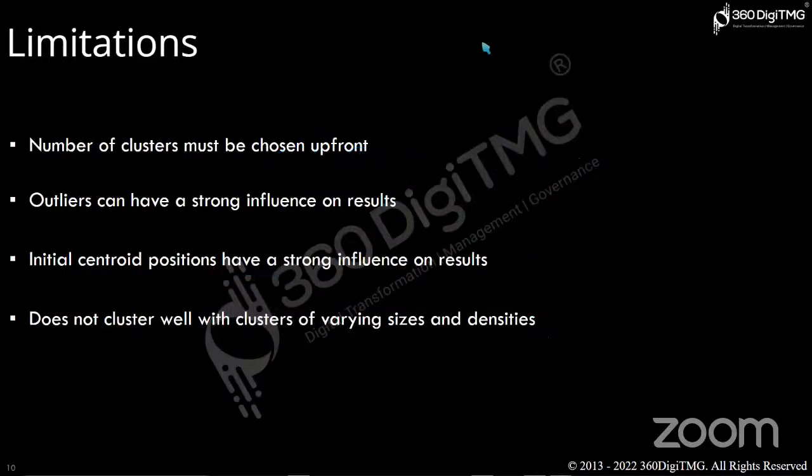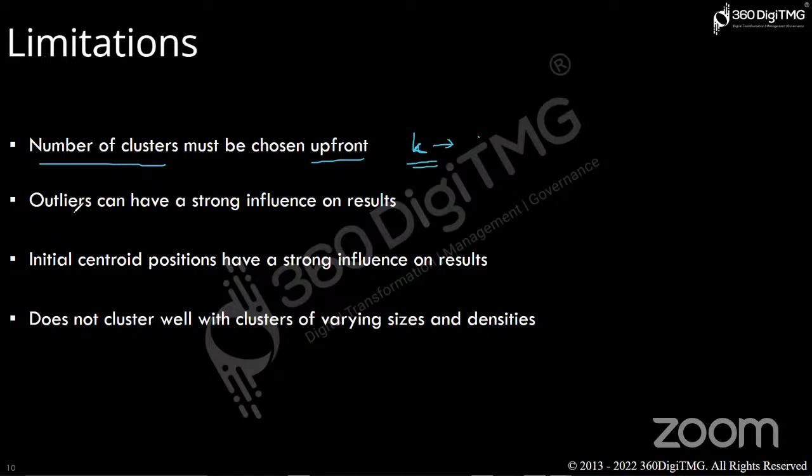Okay, now what are the limitations of this k-means clustering? Let us know that also. Here we need to choose the number of clusters upfront. First we need to choose the value of k. Unless we know the value of k, we cannot go forward. And if we choose a wrong value of k, we will get a result which will not make any sense.